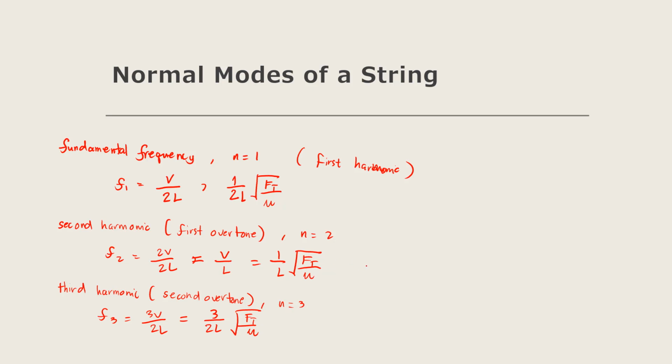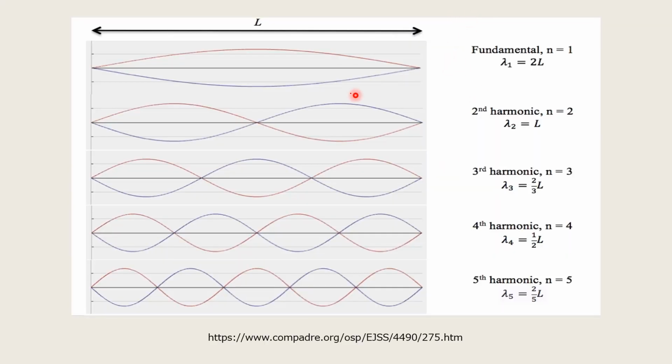Now take note that in general, f sub n is just equal to n multiplied by the fundamental frequency. In terms of lambda, the fundamental, which corresponds to n equals 1, has lambda 1 equal to 2L. For the second harmonic, n equals 2, lambda sub 2 is just equal to the length of the string.